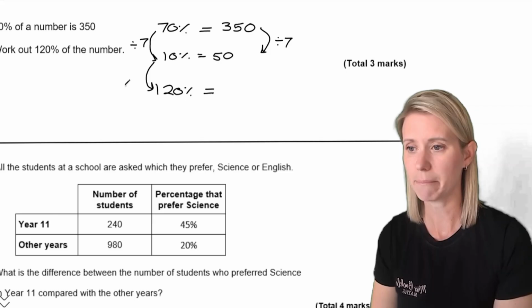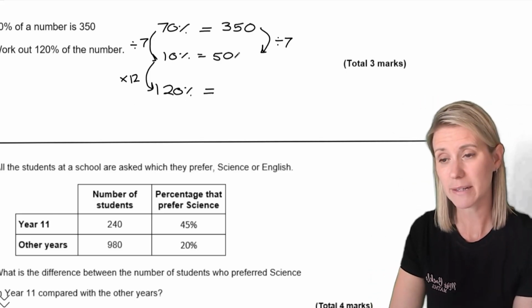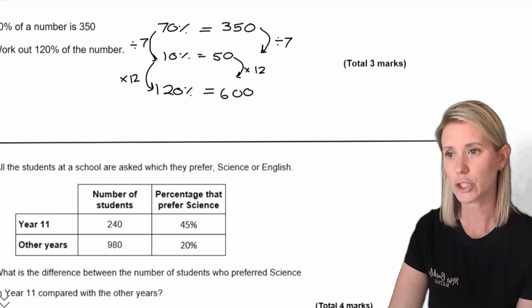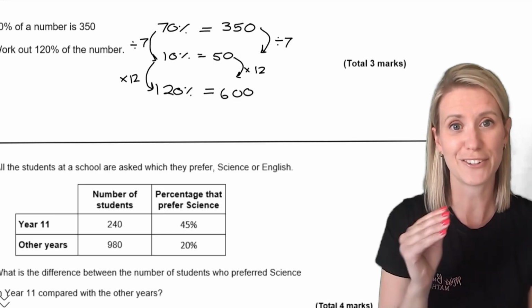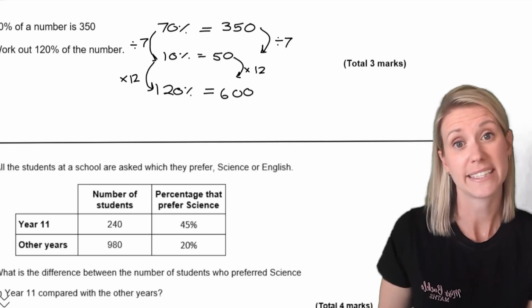How do we go from 10% to 120%? We're going to multiply it by 12. And 50 times 12 is 600. So there we go, 120% of the number is 600. Don't get confused, it's not asking you to find 70% of that number, okay? There will be another complete video on percentage problems.